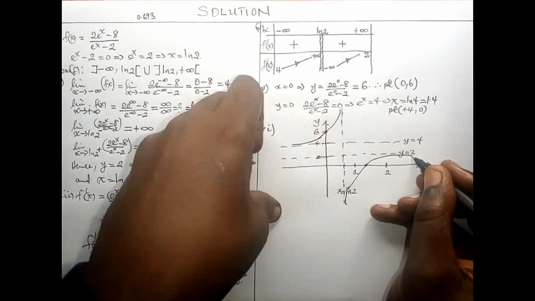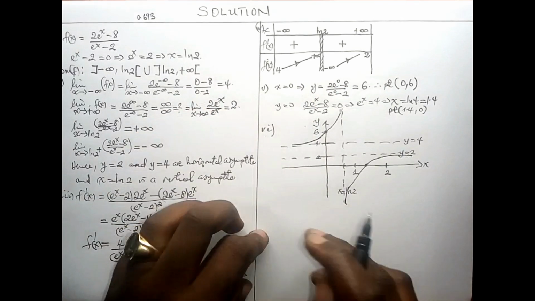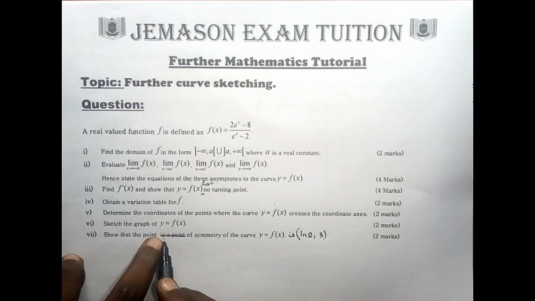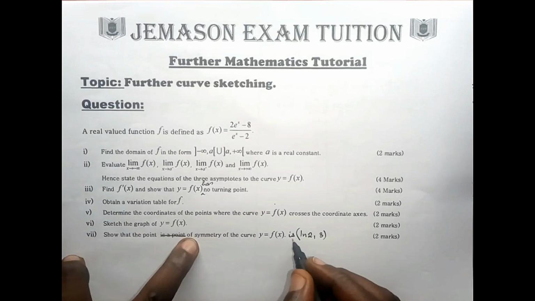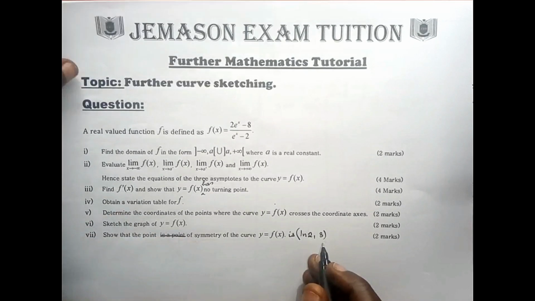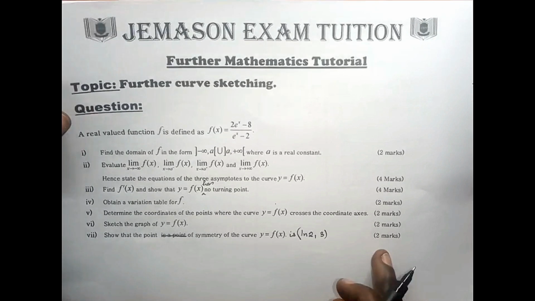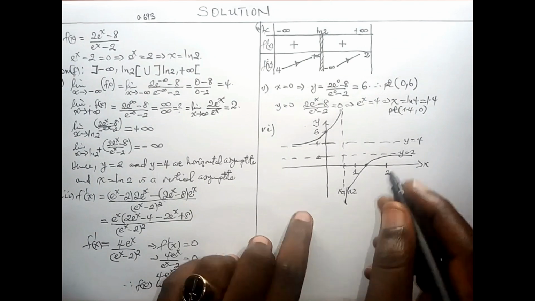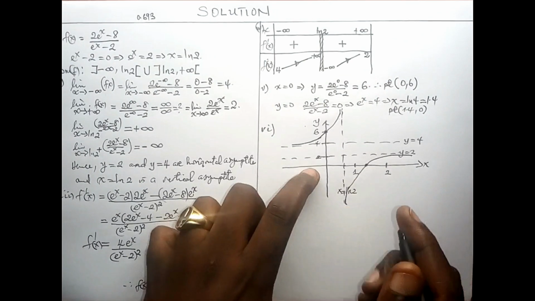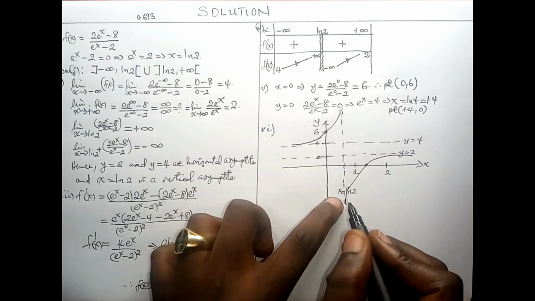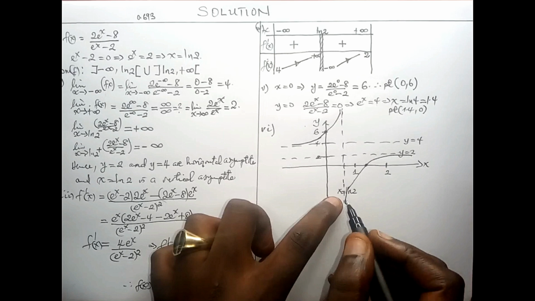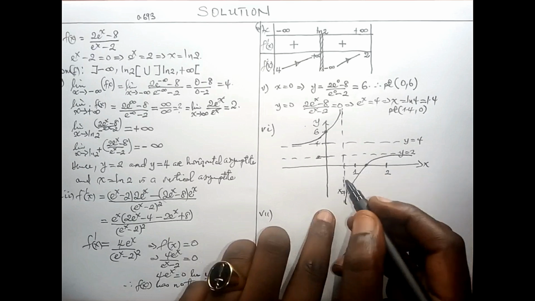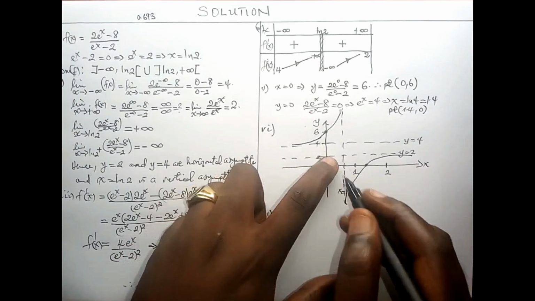In the last part, Roman 7, we are asked to show that the point of symmetry of the curve y equals f of x is (ln 2, 3) for 2 marks. So usually the point of symmetry on a curve like this one would be the intersection of the asymptotes. So on a graph like this, we can get the point of symmetry simply by manipulating the asymptotes.